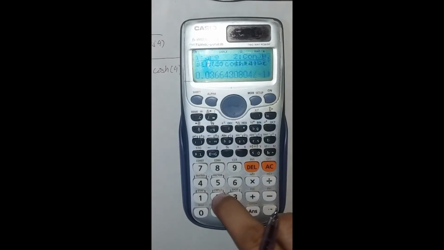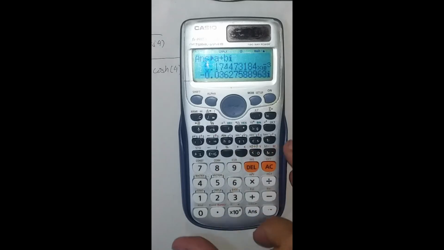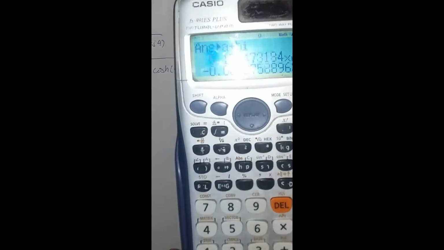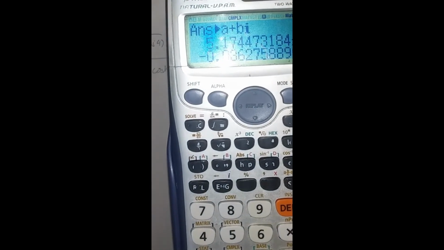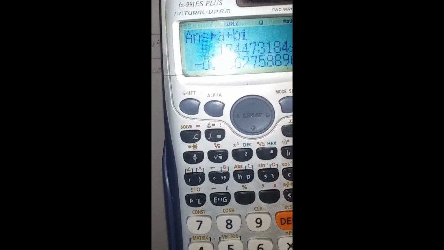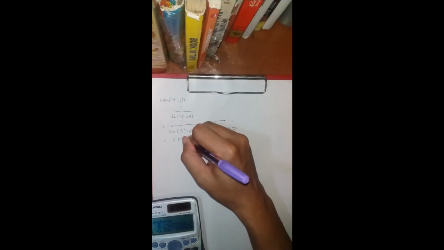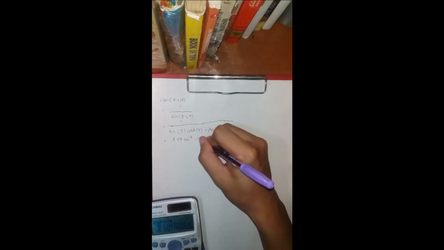And here we just convert this into rectangular form, and we get 5.17 times 10 raised to negative 3 minus 0.036j. This is the answer for number 1.